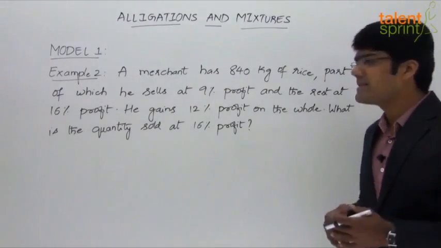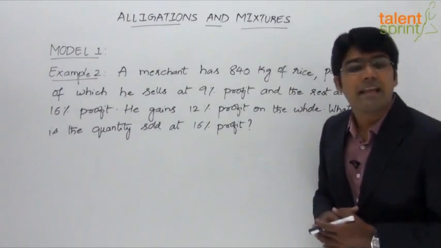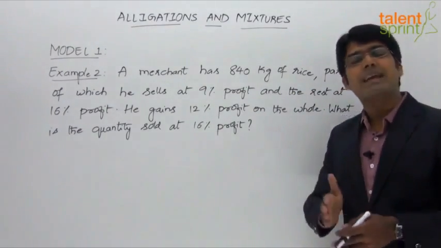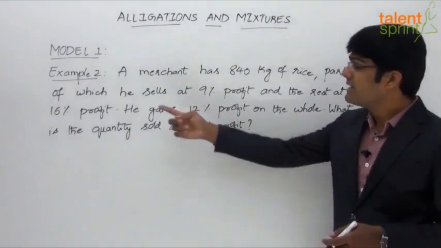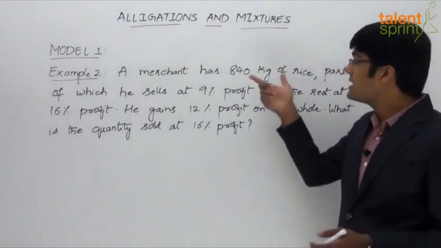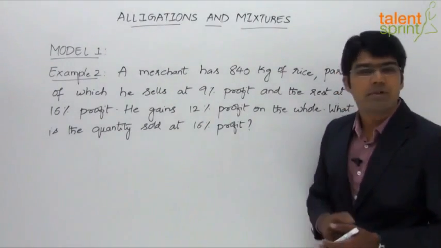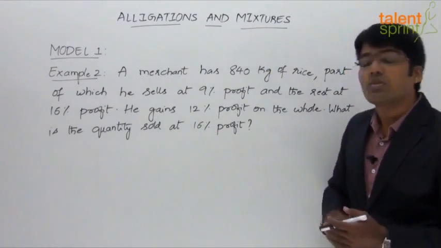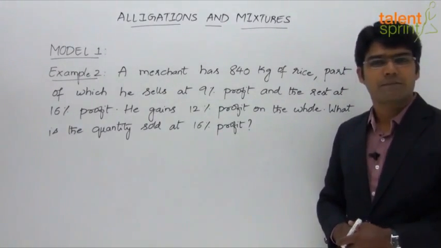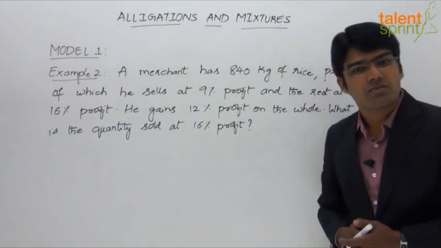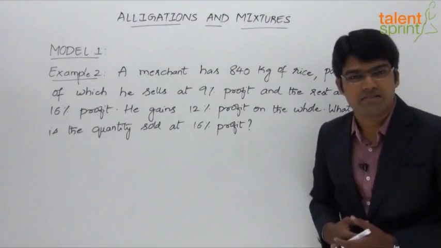So a simple question which says total quantity is 840 kgs, some part of it is sold at 9% profit and the remaining part, the rest of it, is sold at 16% profit. Now on the whole, on the total 840 kgs, the profit obtained is 12%. So what is the quantity that was sold at 16% profit? The simple solution for this question can be obtained by applying the alligation rule on the given profit percentages.